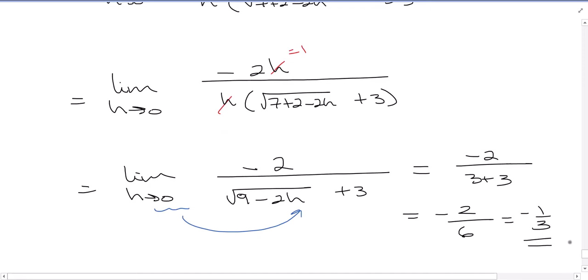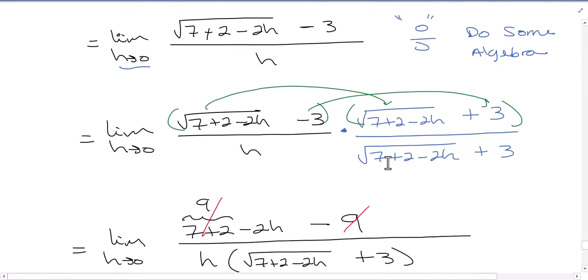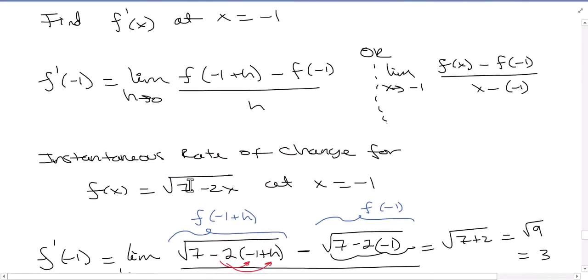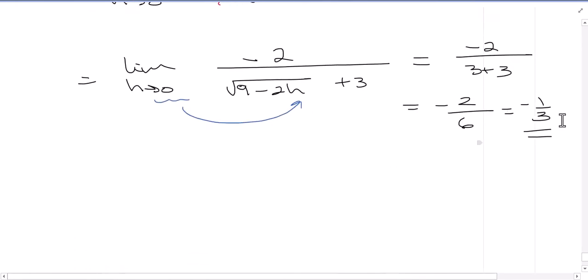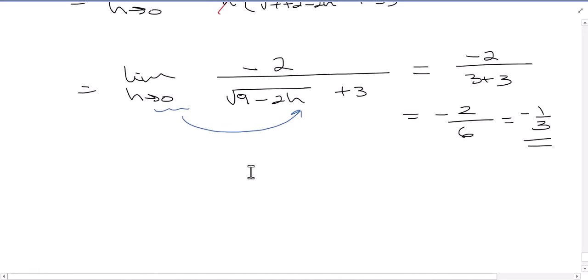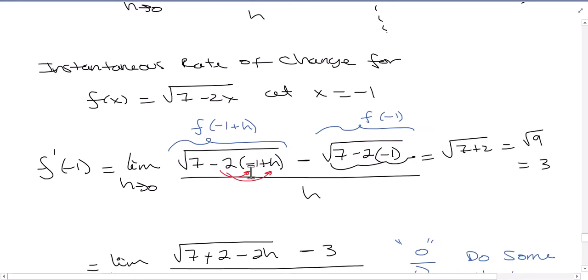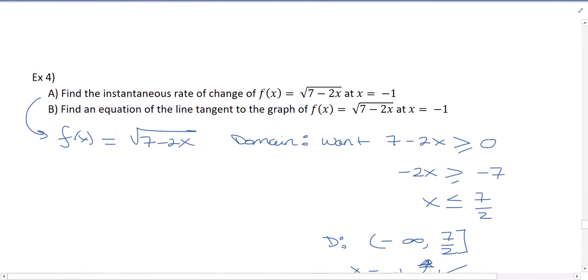So that is the instantaneous rate of change of this function at x equals negative 1. So our function was the square root of 7 minus 2x. At x equals negative 1, the instantaneous rate of change we just found is negative 1/3. So that is also the slope of the tangent line. And in part B, we're being asked to find an equation of the line tangent to the graph at x equals negative 1. So let's work on that part.